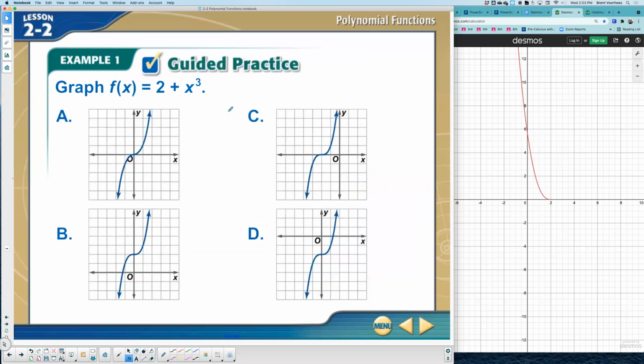I'm going to let you do example 1. You can probably find the answer without even graphing it, but if you want to use Desmos, go for it. I'll give you about a minute.